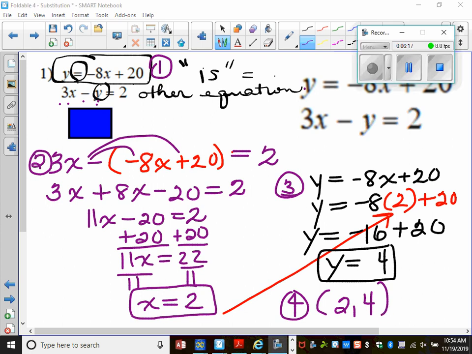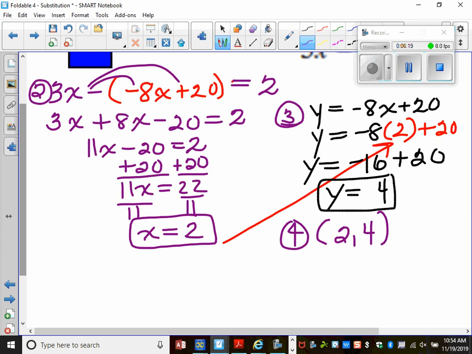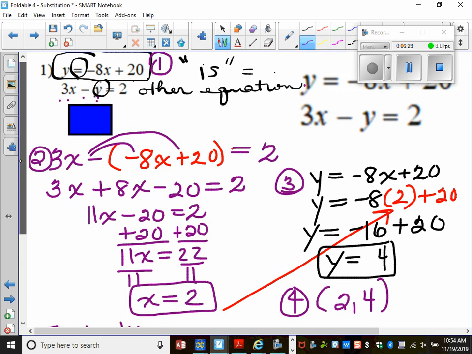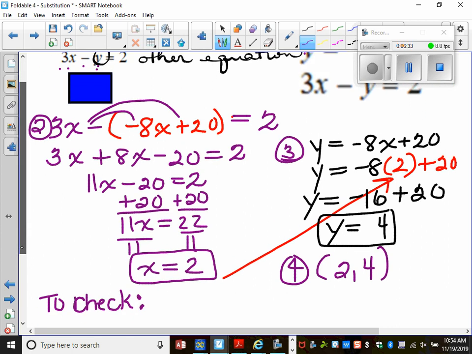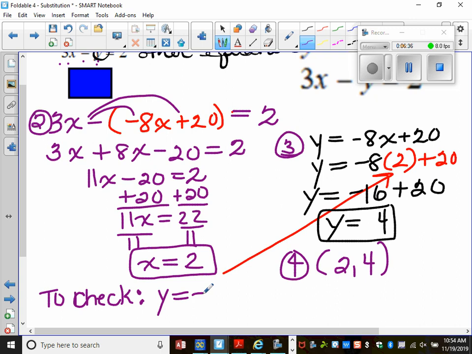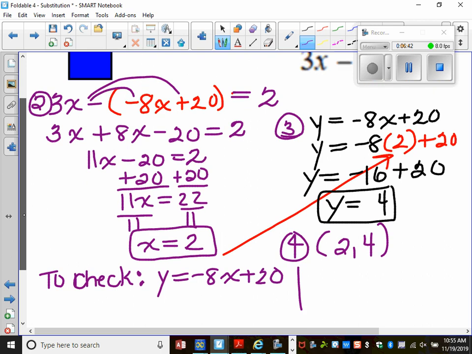Okay. So to do a check, and you want to put this somewhere, I'm going to put "check." It's always nice to know how to check your answers. All right. So what you would do is take both of your equations, y equals negative 8x plus 20. And what was the other one? 3x minus y equals 2.